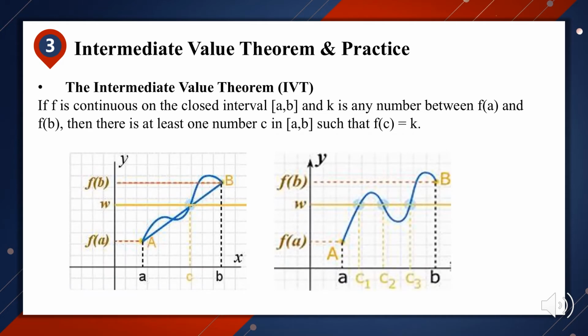Here's the representation that shows the intermediate value theorem. You can see in the two graphs, between the values at a and b, there must be a value that equals the number in between.